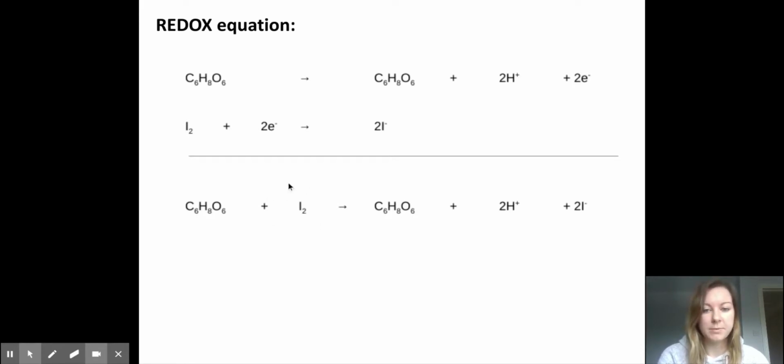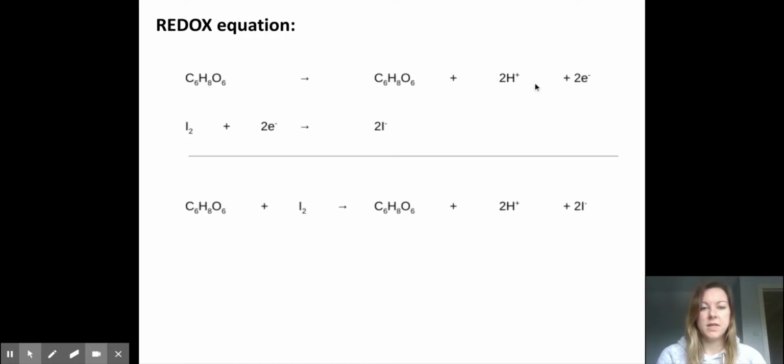This will obviously happen very, very quickly, and that is therefore the end point of this reaction. So as soon as you see the colourless solution going to form a kind of dark blue colour, then that's the end point of this, and all of our vitamin C has been reacted.